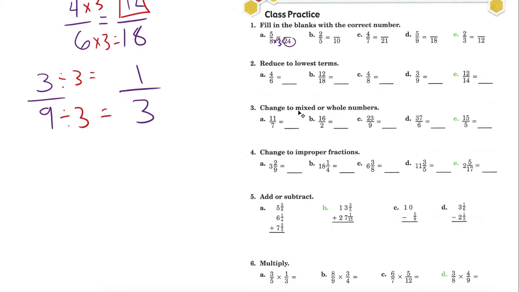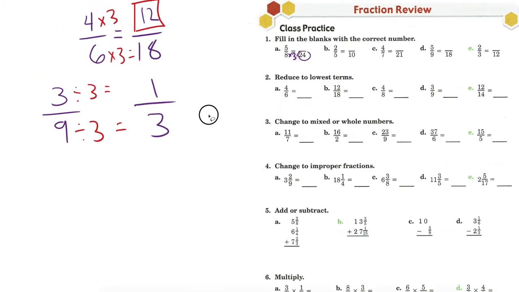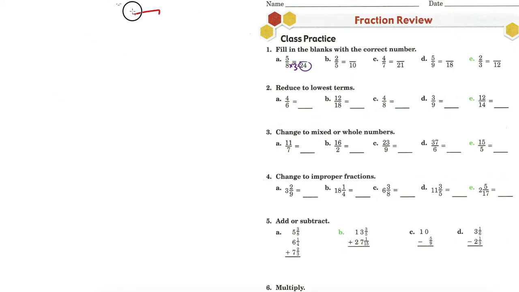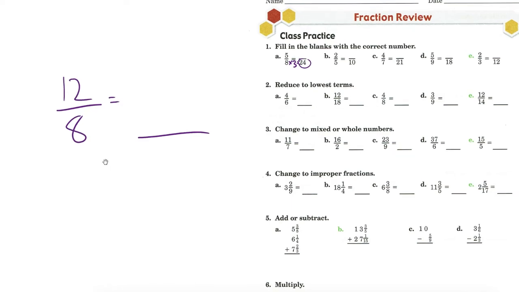Number 3, change to mixed or whole number. So we got an improper fraction here. They're asking us to change it to a mixed or whole number. So let's do 12/8. All right, so how can I change this to a mixed or a whole number? So you have to do long division, right? So 8 goes into 12 how many times? I say 1 time. 1 times 8 equals 8. Subtract that, 4. So 1 and 4/8.